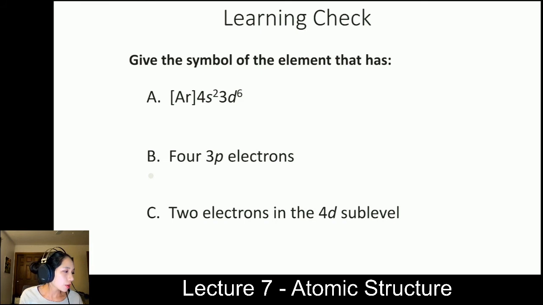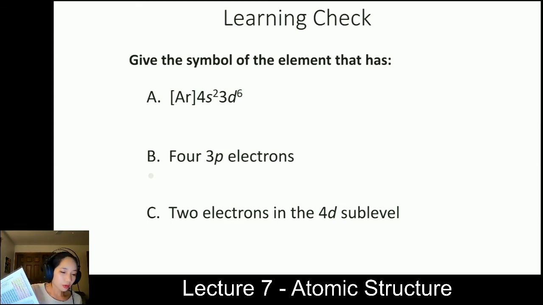With this other learning check, we're going to give the symbols for the elements that they're describing to us here. So again, can we navigate the periodic table and the different blocks, like the D block, the S block, the P block? All right, so this first example says argon 4s2 3d6.